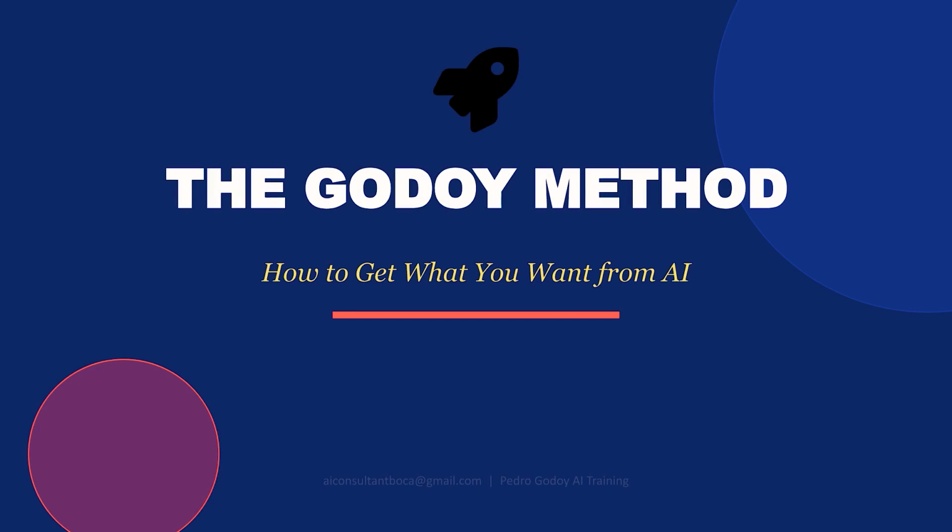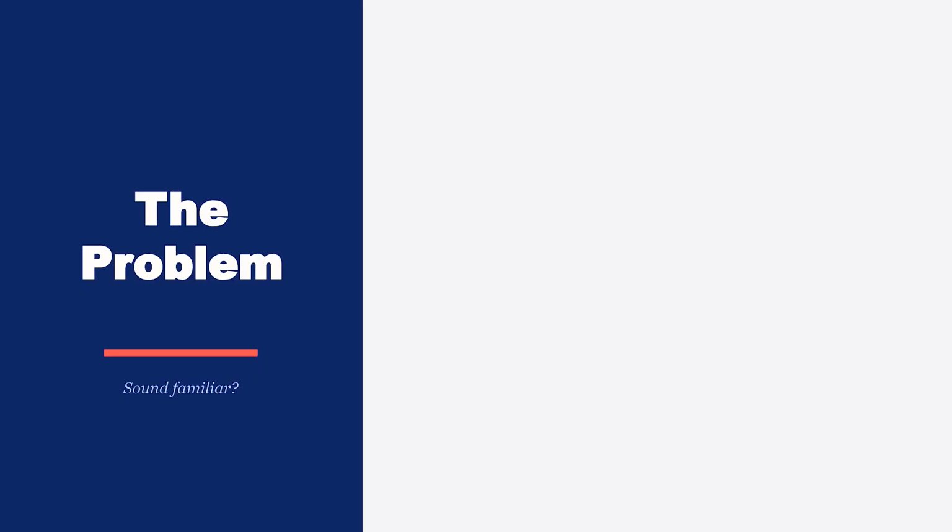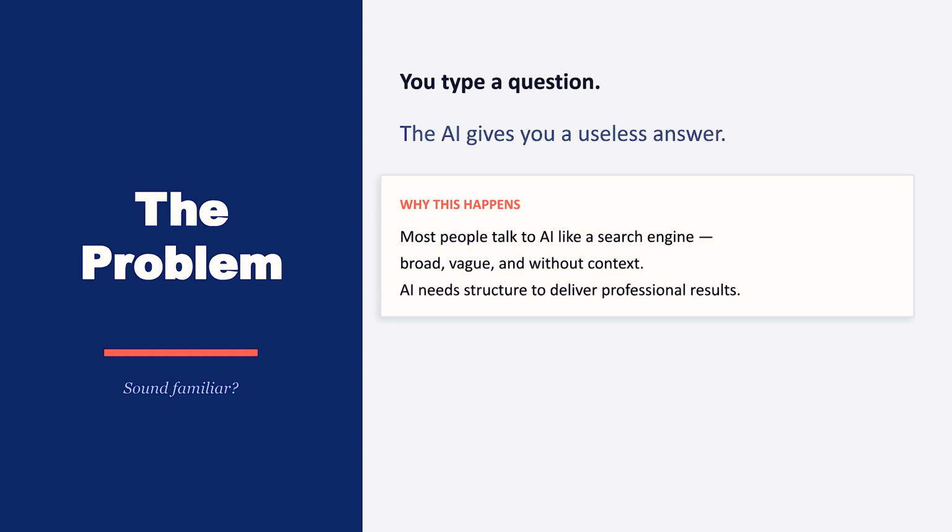Welcome to the Godoy Method, how to get what you want from AI. This 5-step process is designed to help you get precise, professional results from AI every time, with no coding required. Sound familiar? You type a question, and the AI gives you a useless answer. This happens because most people use AI like a vague search engine.